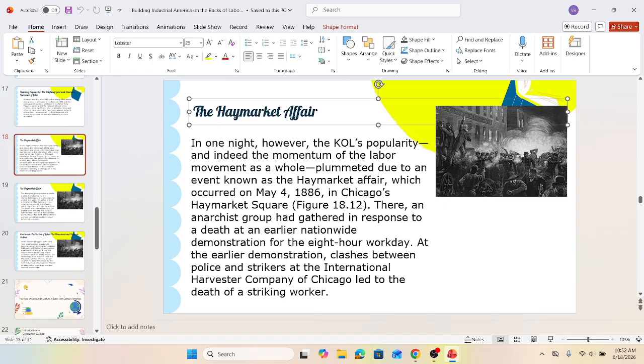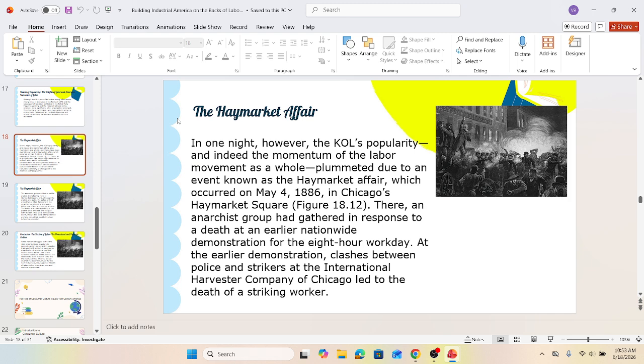Now, the Haymarket Affair. This is a pretty famous event in which the Knights of Labor Union's popularity and really the whole labor movement kind of took a deep dive. The Haymarket Affair occurred on May 4th, 1886 in Chicago's Haymarket Square, hence the name. Now, an anarchist group had gathered in response to a death at an earlier nationwide demonstration for the 8-hour workday. So there had been a nationwide demonstration promoting the 8-hour workday, and someone had been killed.